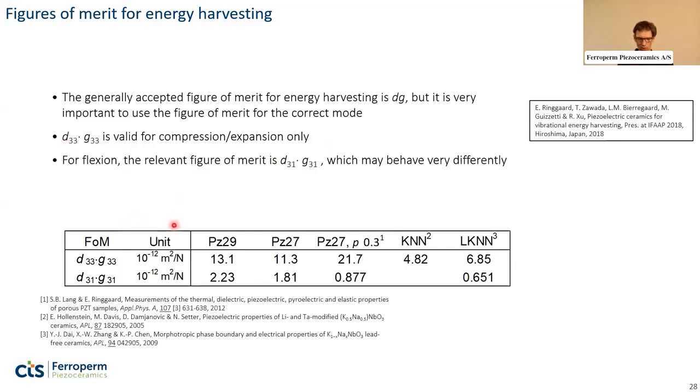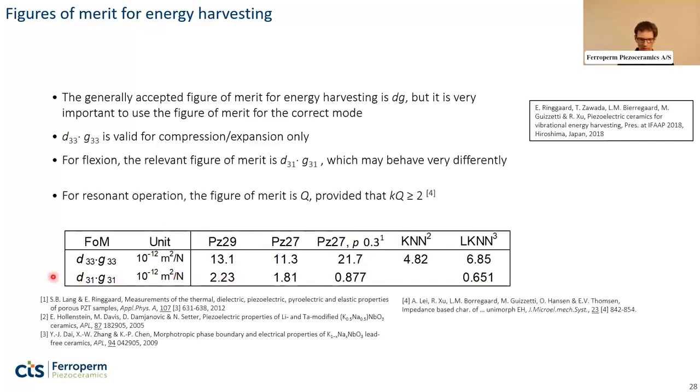Just to show some examples of some of our materials, especially if you want to optimize this d33 times g33, you should go for a porous PZT material, where you get a very high figure of merit. But if you think that this would be useful for flexion, you can compare the numbers and see that here you have a much lower figure of merit in the case of the flexion figure of merit.